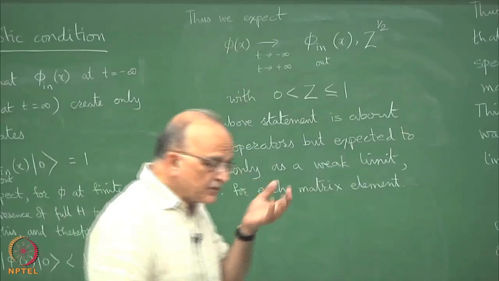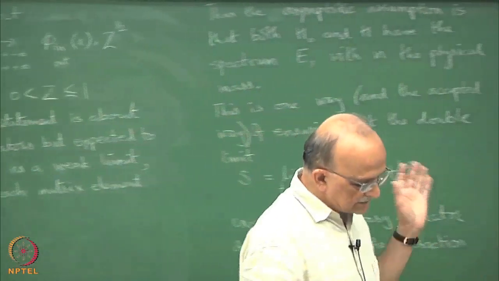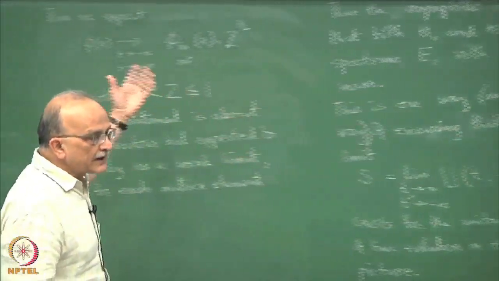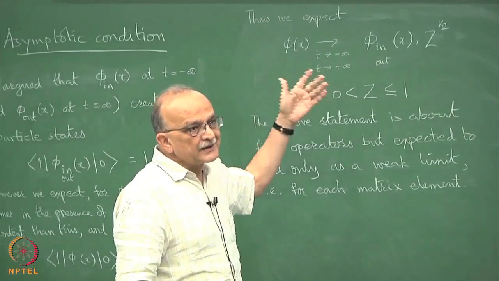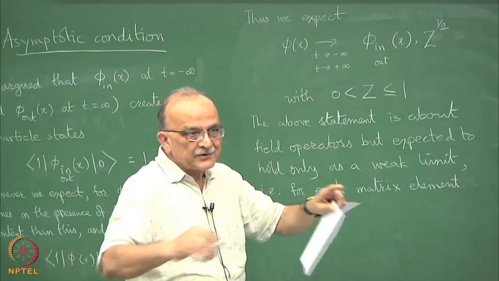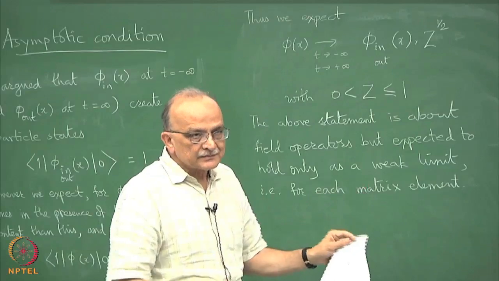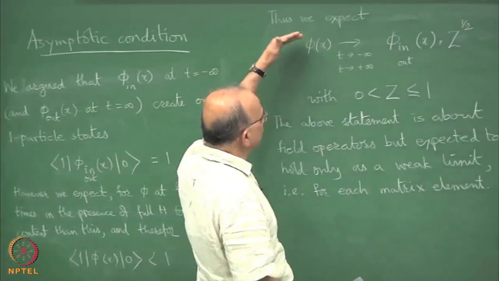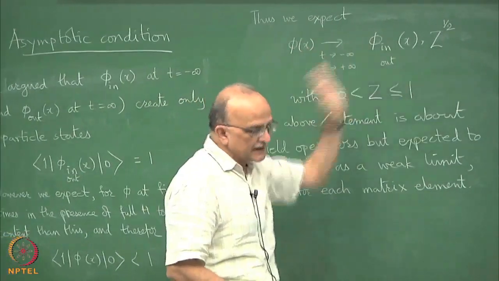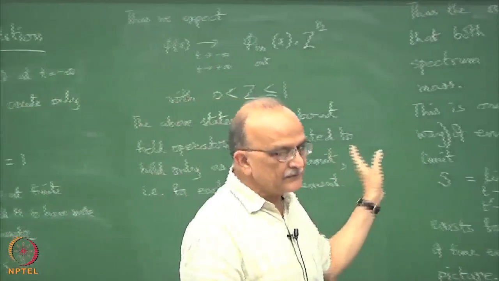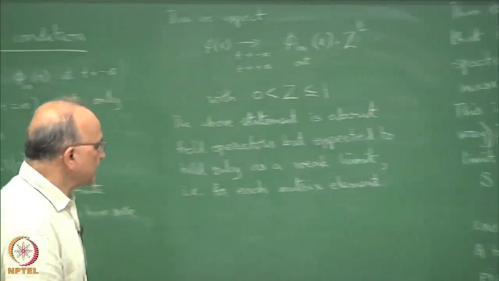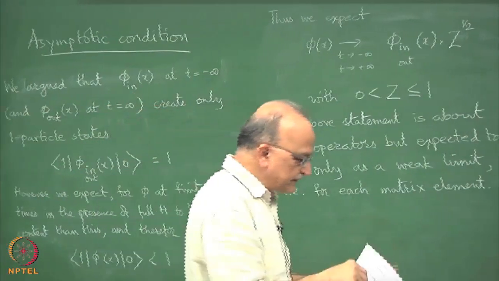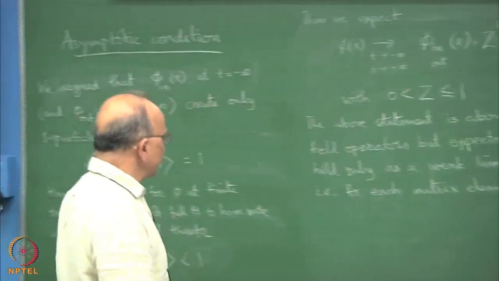So when we withdraw from the full operator assumption to only matrix elements, it means that if you take higher powers of this statement, they may not hold, because then you have to do matrix multiplication and you get a more complicated answer. So don't expect that phi squared will go into Z times phi in squared, but for phi itself we expect this to happen, okay? Because the phi squared operator has intermediate contributions from various other states, so it may not hold.